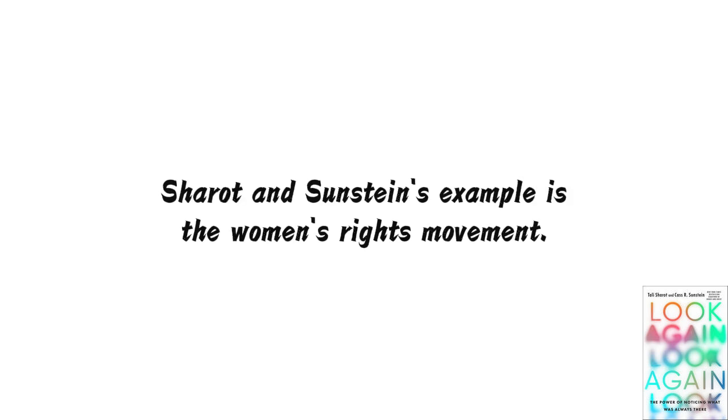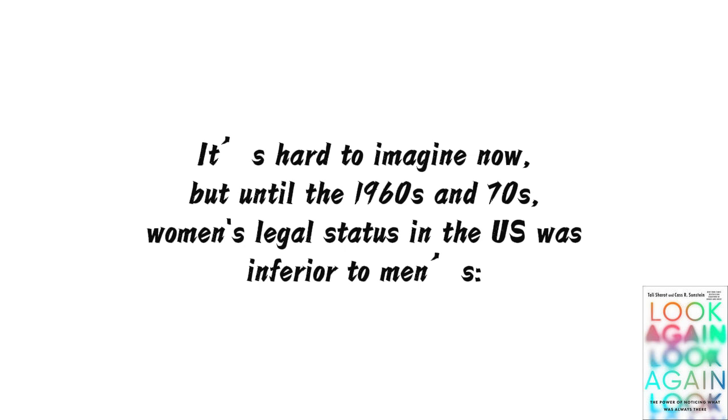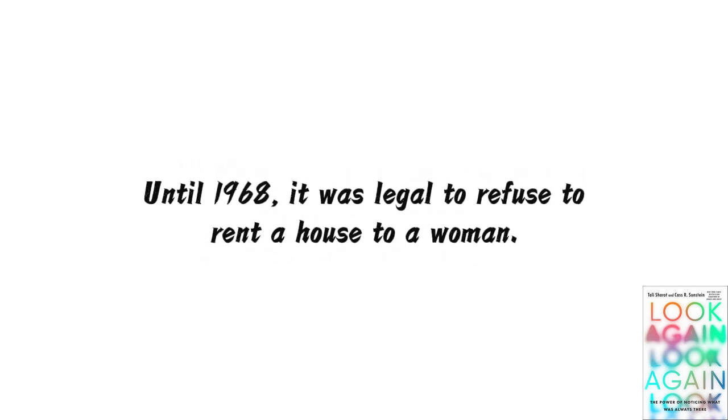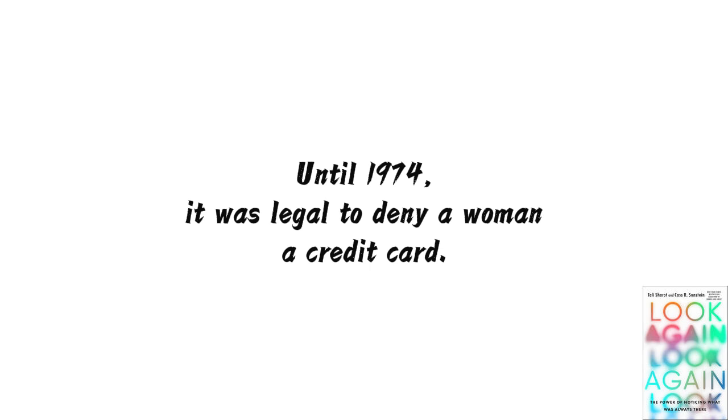Sharot and Sunstein's example is the women's rights movement. It's hard to imagine now, but until the 1960s and 70s, women's legal status in the U.S. was inferior to men's. Until 1964, it was legal to refuse to hire someone just because she was a woman. Until 1968, it was legal to refuse to rent a house to a woman. Until 1974, it was legal to deny a woman a credit card.